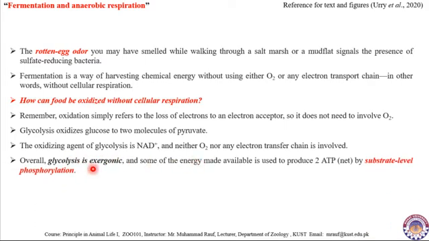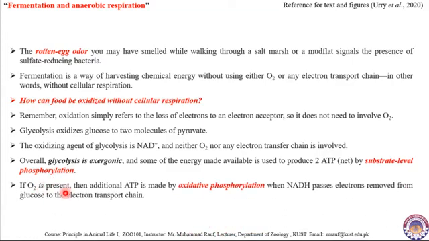Overall, glycolysis is exergonic. It's a process which releases energy, and some of the energy made available is used to produce 2 net ATPs by substrate level phosphorylation. Once again, I am repeating, substrate level phosphorylation is a process in which one of the substrates, one of the intermediates of a biochemical pathway, provides phosphate to ADP and converts it into ATP.